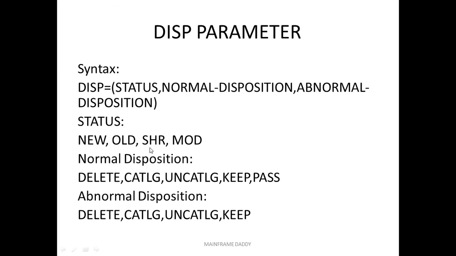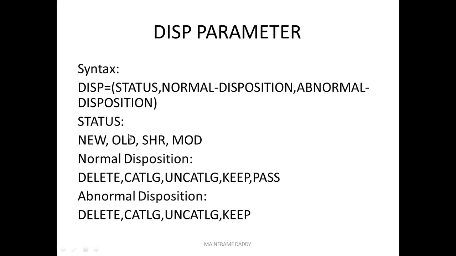So that is decided by the disp parameter. Disp equal to status, comma, normal disposition, comma, abnormal disposition. So this we will look in detail. So status, if we put a status equal to new here, that indicates to the operating system that the data set is to be created newly.